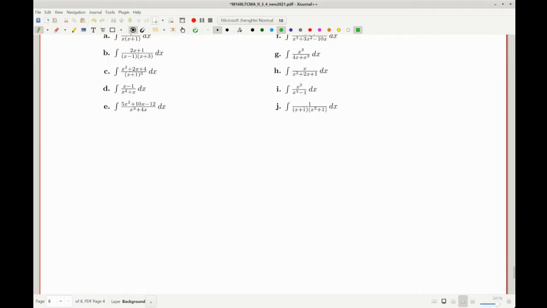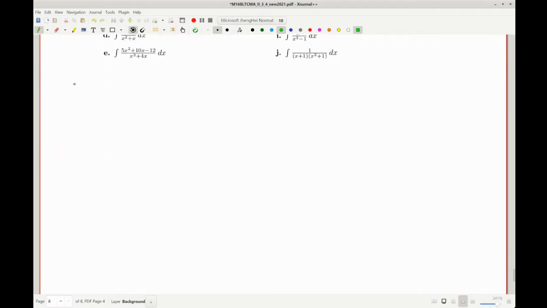Okay, so it looks like we want to integrate. Oh, we're not integrating, frankly. So we want to resolve (5x squared plus 10x minus 12) over (x cubed plus 4x) into partial fractions.